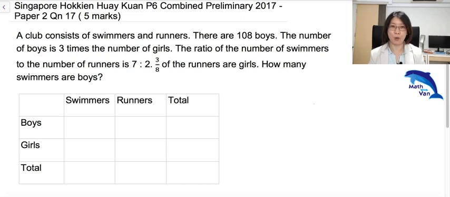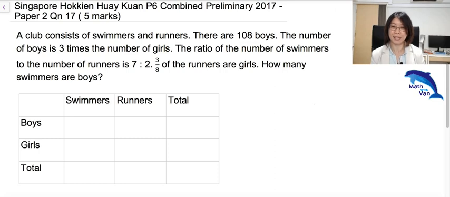As I have always been emphasizing, there is no one-size-fits-all strategy. Certain questions will work best with model drawing. Certain questions will work better with other modes of presentation. So today I'm going to show you how we can use a two-way table to solve this kind of question easily. And why is that so? Because a two-way table organizes your data of two categorical variables into meaningful information for you.